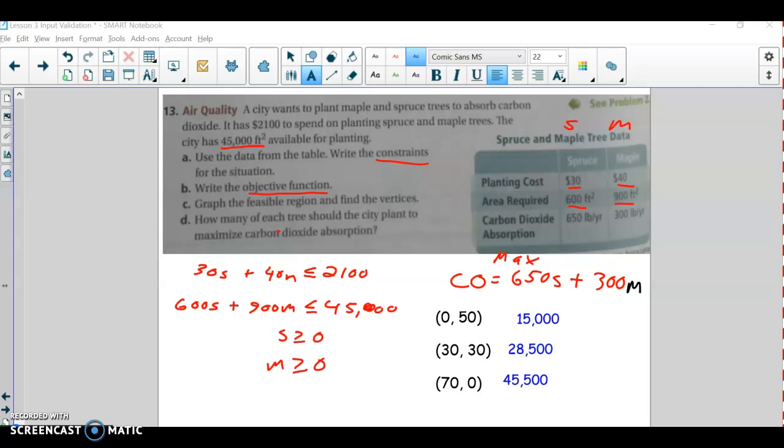And then honestly, this is kind of a strange question in a way, because if you look, the spruce tree is better in every way. It costs less, it takes up less space, and it takes out more CO2. So it makes sense that we would do all spruce trees and no maple trees, because it's better in every way. Anyways, our answer is 70 spruce trees, no maple trees, and we get rid of 45,500 pounds of CO2 a year.